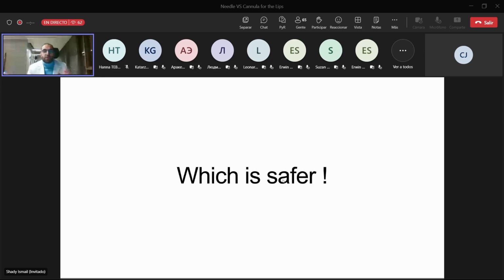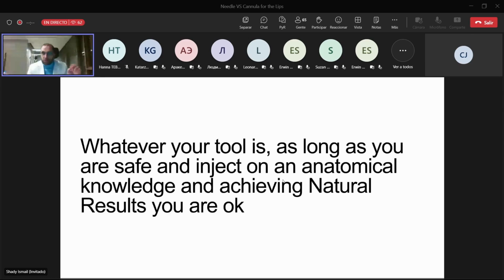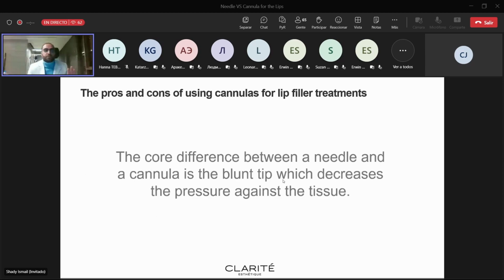So whatever the tool is, as long as you know anatomy and achieving a natural result, it's okay for you. What are the pros and cons of using cannula over needle?